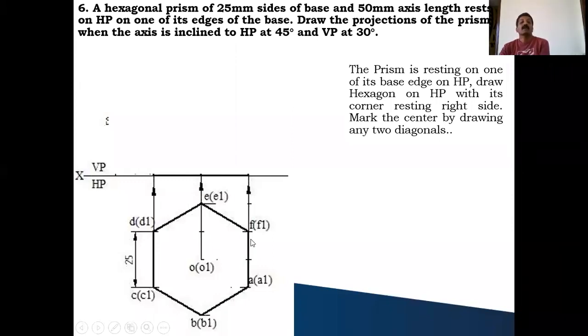Draw the hexagon and name it whichever name you want. All the top face corners as well as the bottom corners you can name, and draw a light diagonal, that is, join any two opposite corners of the hexagon and find out the center. Just to locate the center it is required. The O1 also you can represent here. So this completes your top view.